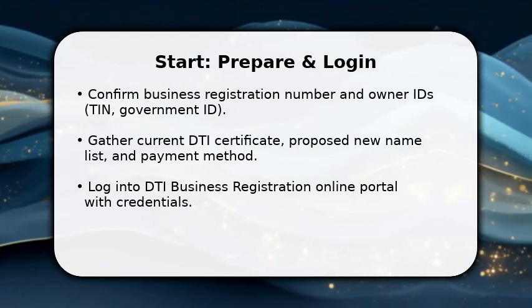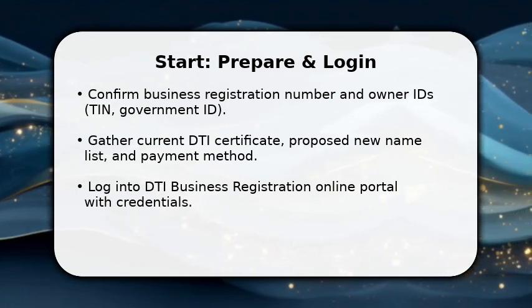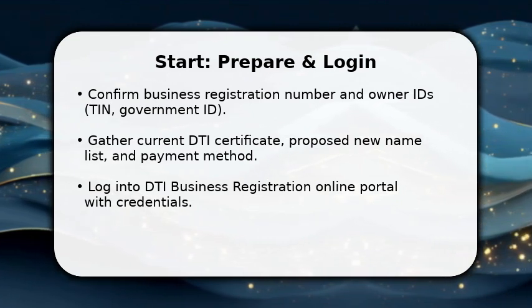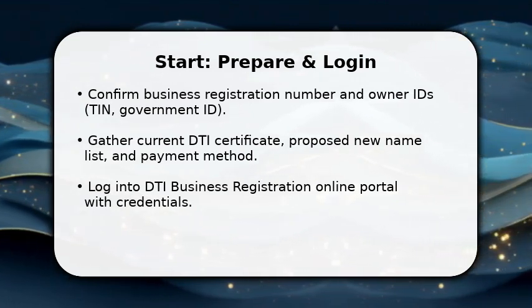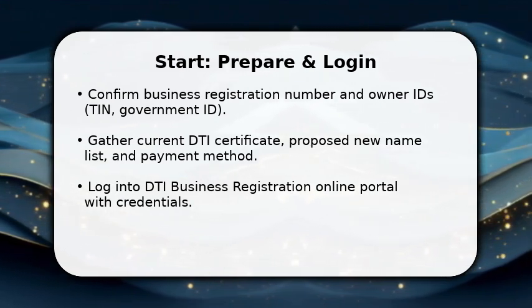Next, log into the DTI business registration portal using your credentials. Make sure to use the business account, not a personal profile. After logging in, open the Amendment or Name Change section and start a new application to initiate the process.